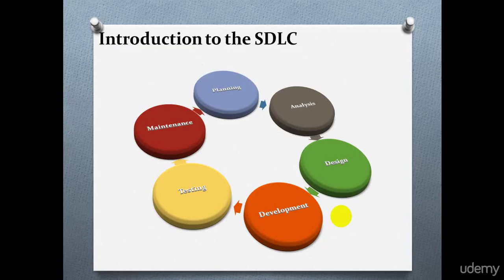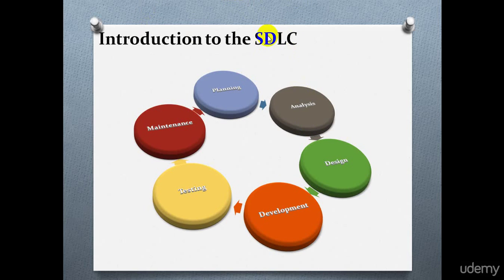So today we are learning an introduction to the software development life cycle. An application needs to be developed in an organized manner in order to give a quality product. It is very important to follow a systematic approach to software development, operation and maintenance.